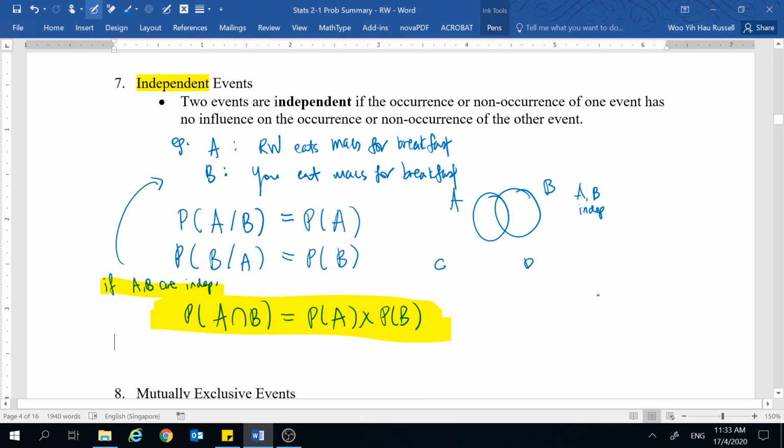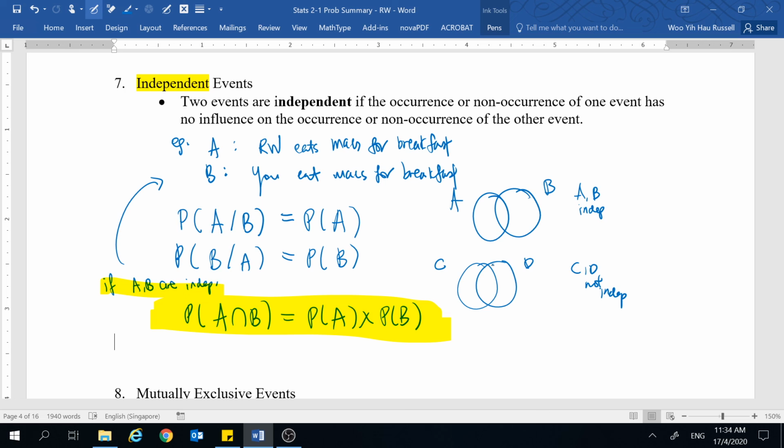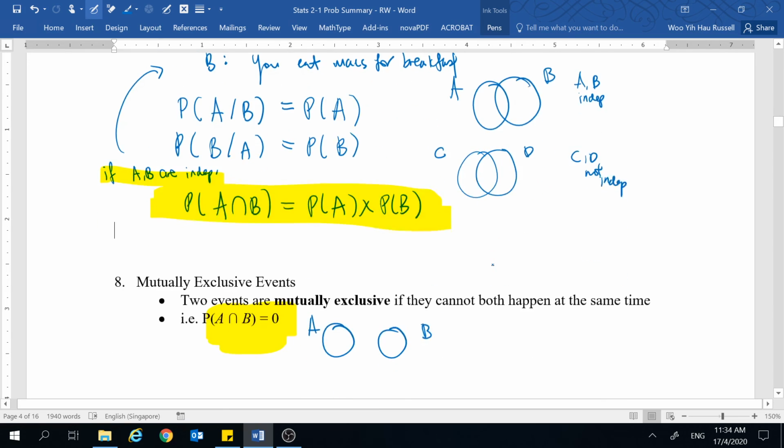But if I tell you another two events, C and D, are not independent, that means they depend on each other. Maybe C is the event that you eat McDonald's for breakfast, D is the event your sister eats McDonald's for breakfast. They are not independent. And their Venn diagram can still look like this. So you cannot tell from the Venn diagram whether they're independent or not. Alright?